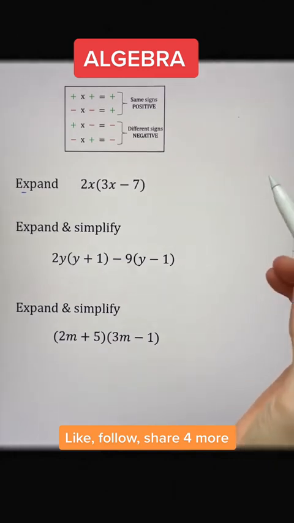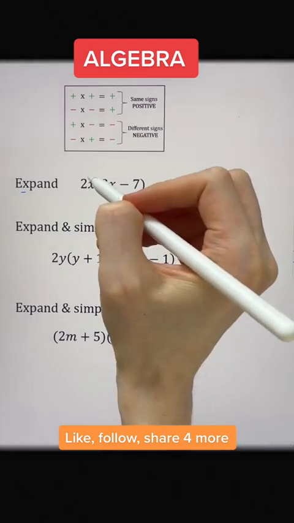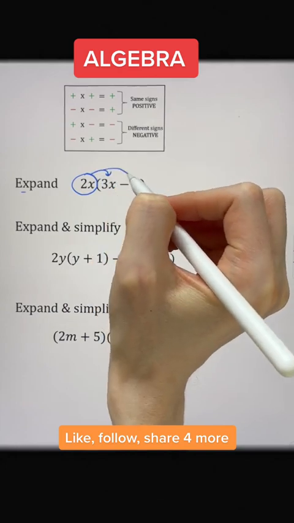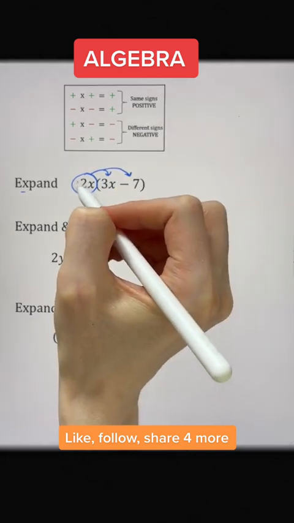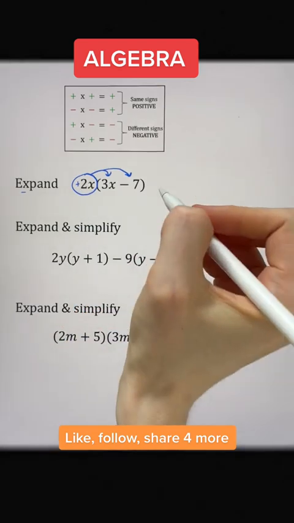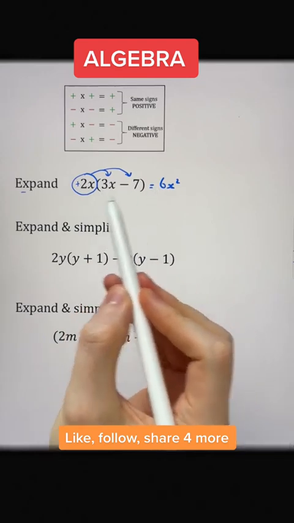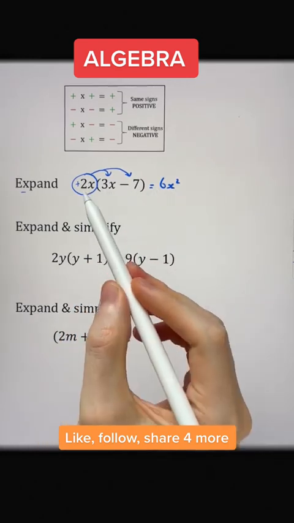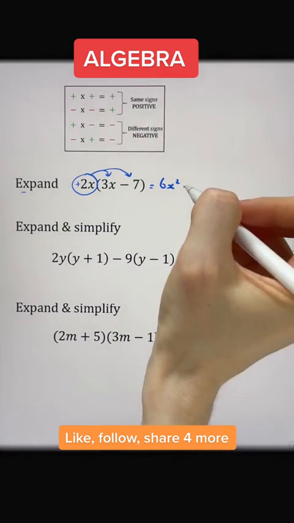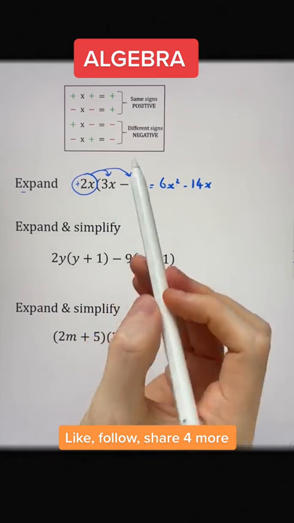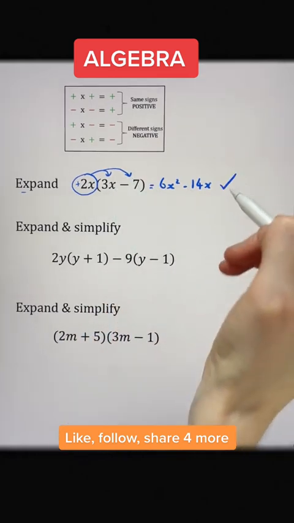When expanding a single bracket, we always multiply the term directly outside the single bracket by each term directly inside. If there's no sign in front of a term, then we know it is positive. Here we have 2x times 3x, which will give us 6x squared, because 2 times 3 is 6, and x times x is x squared, and 2x times negative 7 will give us negative 14x. As we've got two different signs, positive and negative, we know our sign is negative.